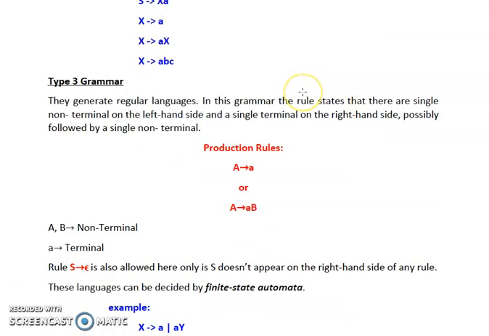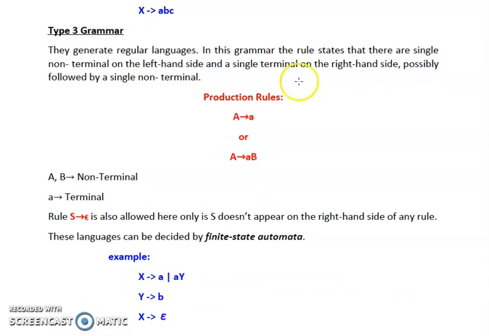Now, let's go to our fourth type of grammar, that is our type 3 grammar. So, according to our type 3 grammar, they generate regular languages. So, the language that is generated by our type 3 grammar is regular language. In this grammar, the rule states that there are single non-terminal on the left hand side and a single terminal on the right hand side. That means according to the production rule, we have a single non-terminal on the left hand side and a single terminal on the right hand side. Then possibly followed by a single non-terminal.